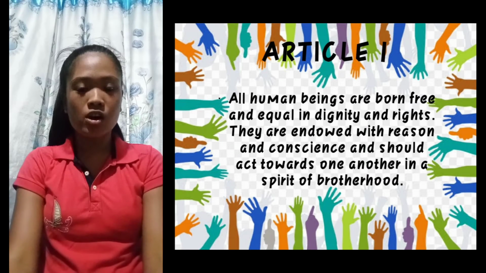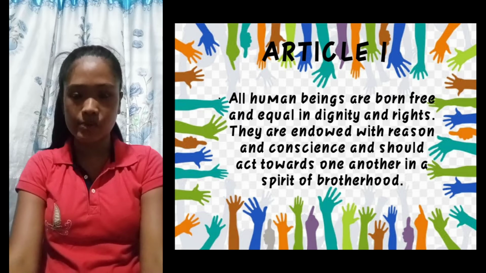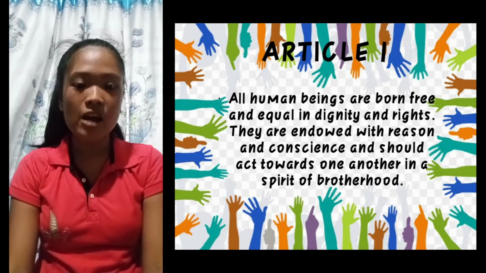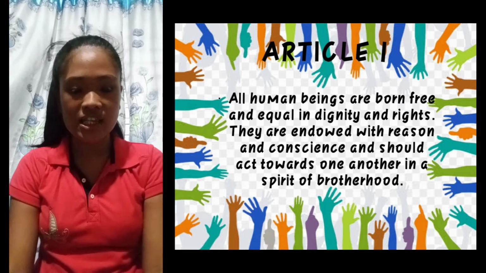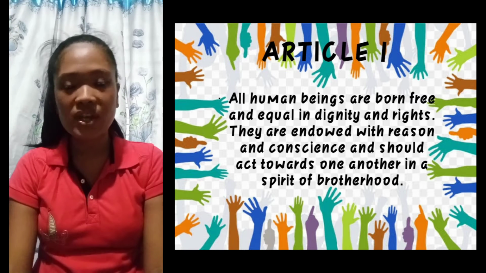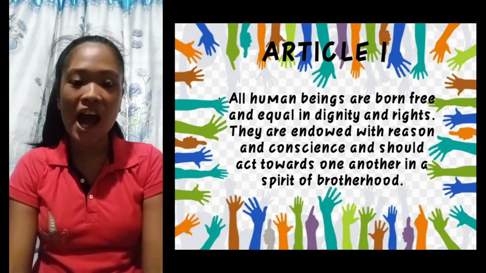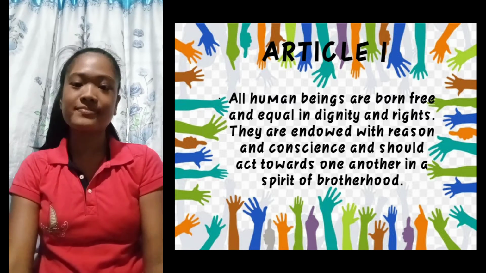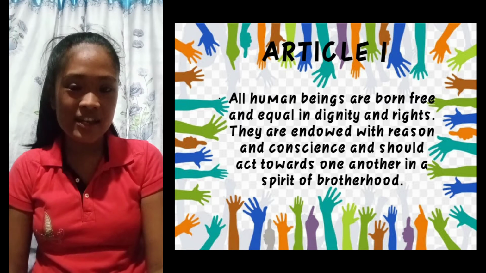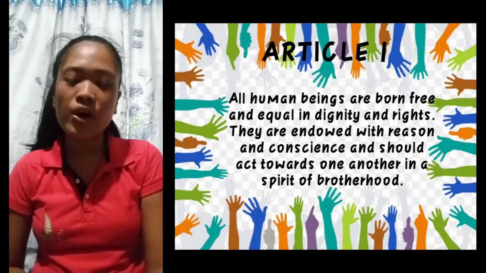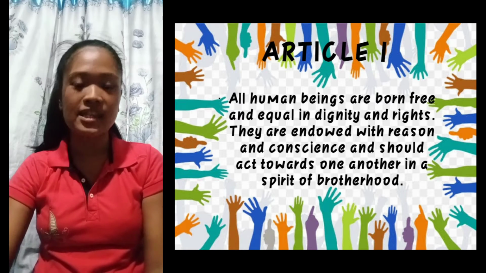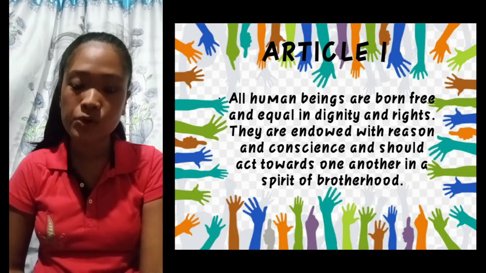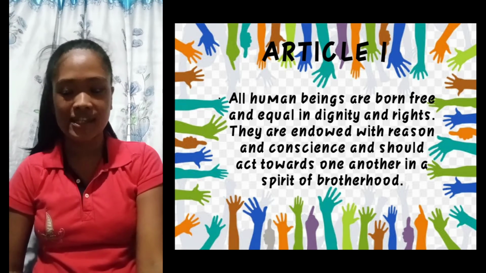Now we have here the articles which we shall follow and remember. Article number 1 states that all human beings are born free and equal in dignity and rights. They are endowed with reason and conscience and should act towards one another in a spirit of brotherhood. Article number 1 is about how, since we are born free and have equal dignity and rights, it is our responsibility to remember that we should make sure that our actions are right.